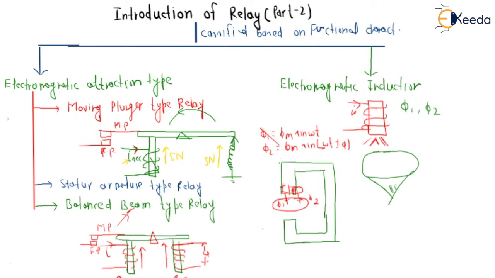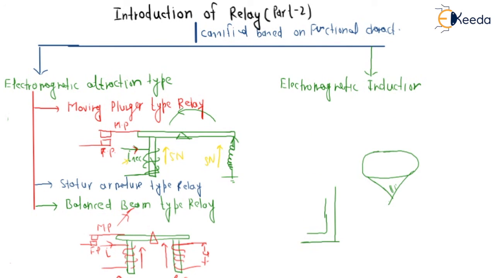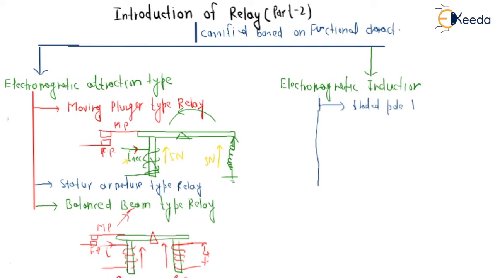Induction type relay has three types basically. The first one is shaded pole type, the second one is induction cup type, and the third one is the watt metric relay. These are the basic relays in which we use the electromagnetic induction phenomenon.